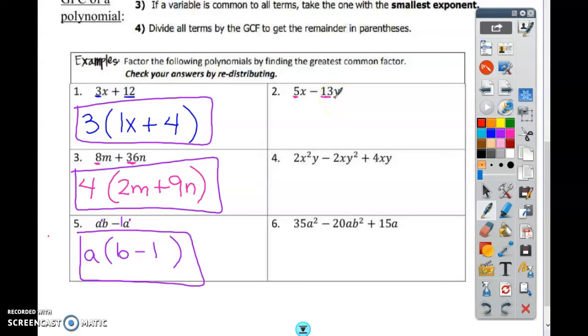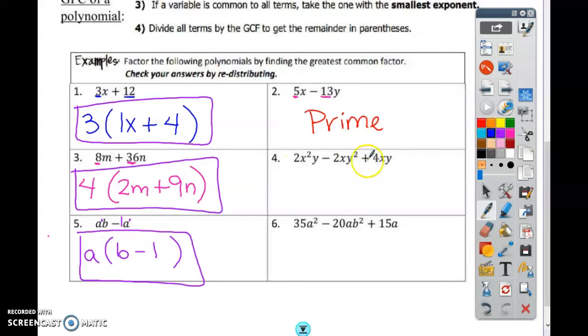If you can only take out a 1, that's a prime polynomial. You cannot take anything out, because if you divide by 1, you get the same thing. If I divide this by 1, you get 5. If I divide this by 1, I get negative 13. So it'll give you the same thing back. That's called prime. Okay, so from now on, if you can't find another number other than 1, then you're going to leave it as a prime number.